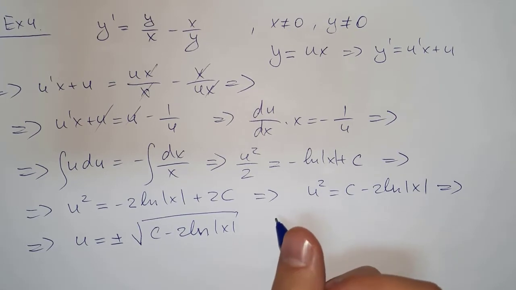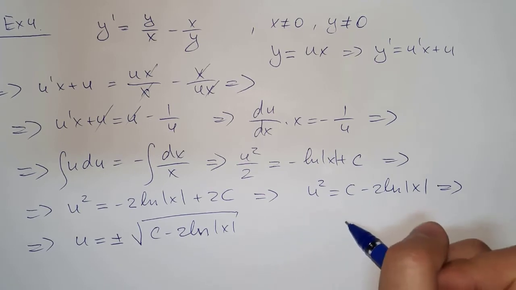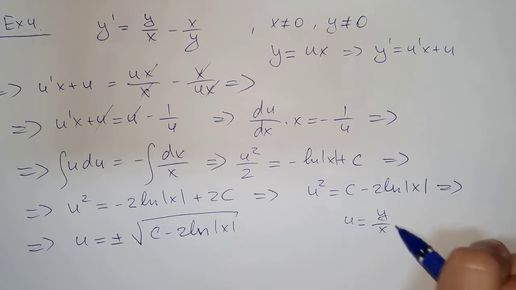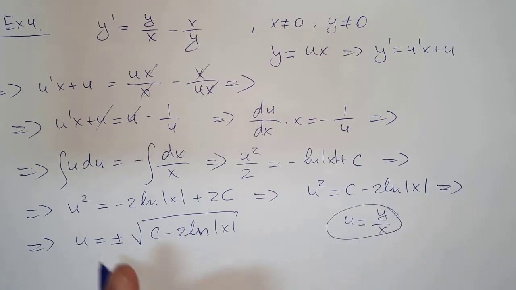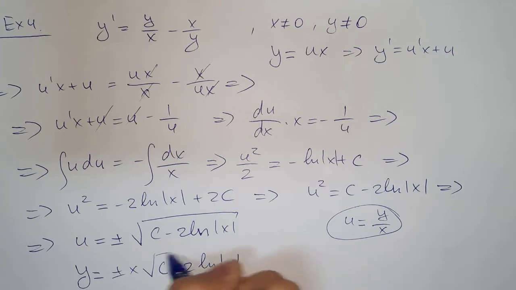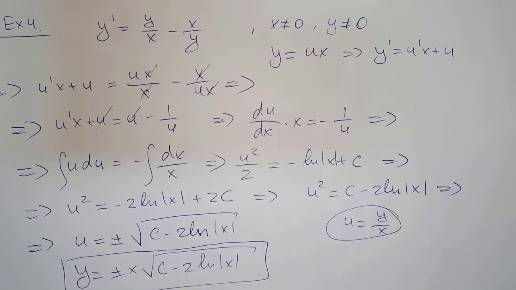And then we do the substitution again. U is y over x. After this substitution, we'll get here y is ux. So after substitution, we'll get y is plus minus x, just multiplying by x, times the square root of c minus 2 natural logarithm of x. This is the general solution of our differential equation.